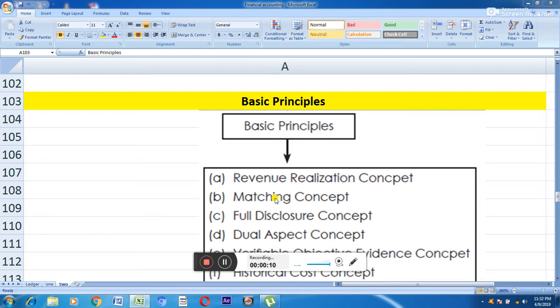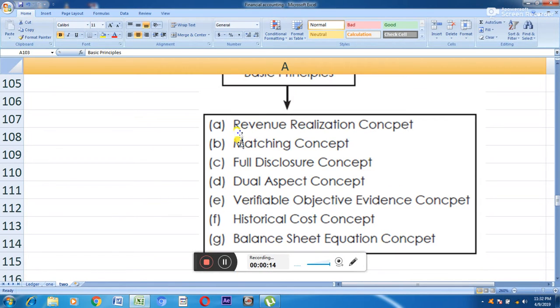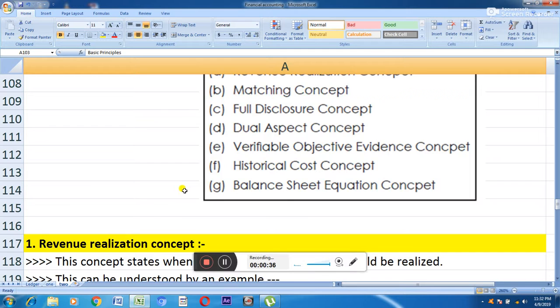What are the basic principles? First, revenue recognition. Second, matching concept. Third is full disclosure concept. Dual aspect concept, verifiable objective evidence concept, historical cost concept, balance sheet equation concept. We will discuss each and everything one by one.